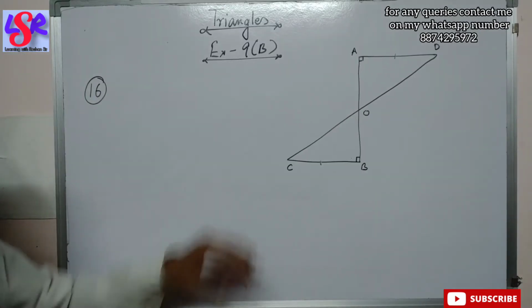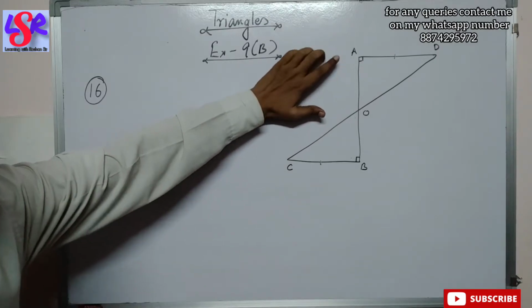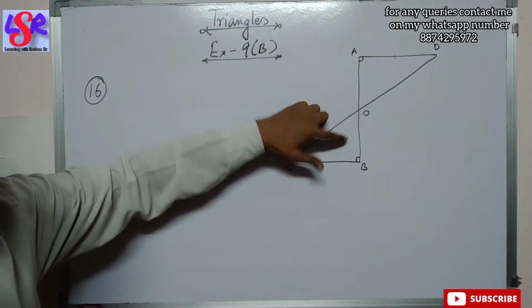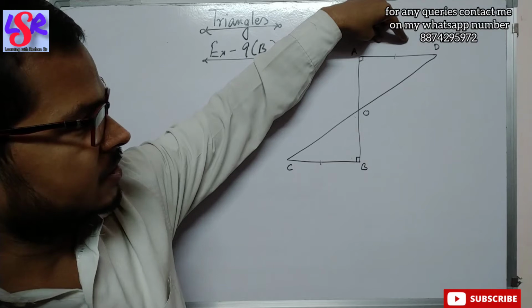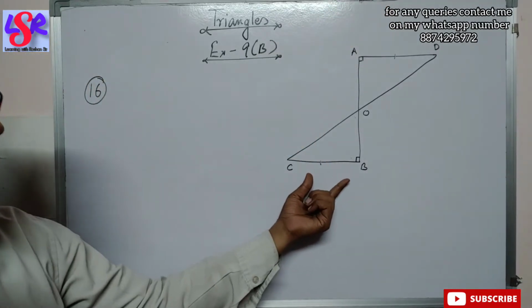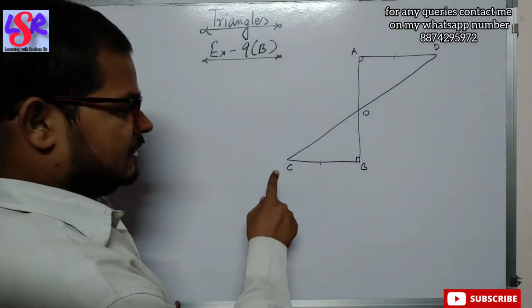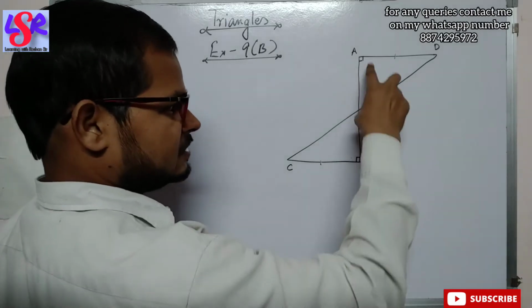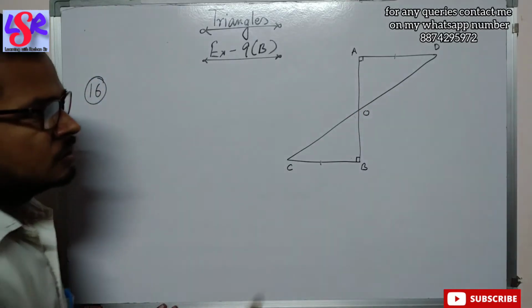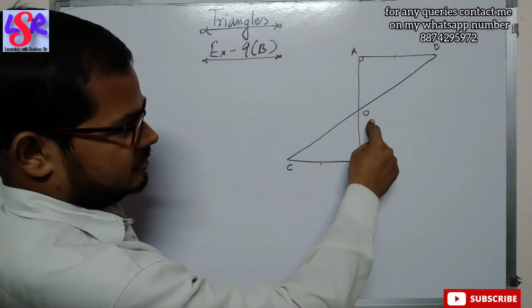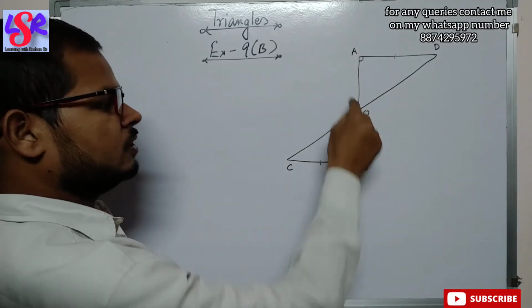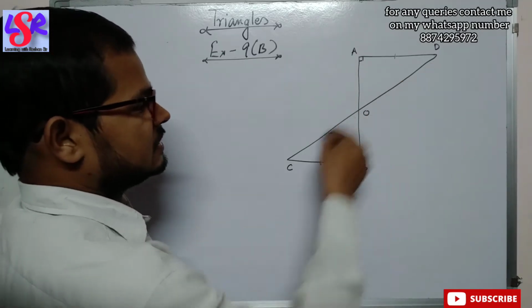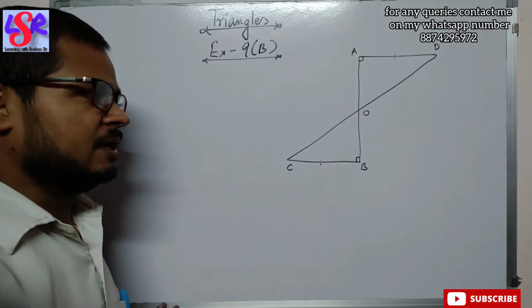Now, in question number 16, from the information given in the question, we have a line segment AB on which there are two equal perpendiculars DA and BC. Then we have to prove that the line joining CD bisects AB into two equal parts. So we have taken this intersection point as O and we have to prove that AO equals BO so that CD may bisect this line AB.